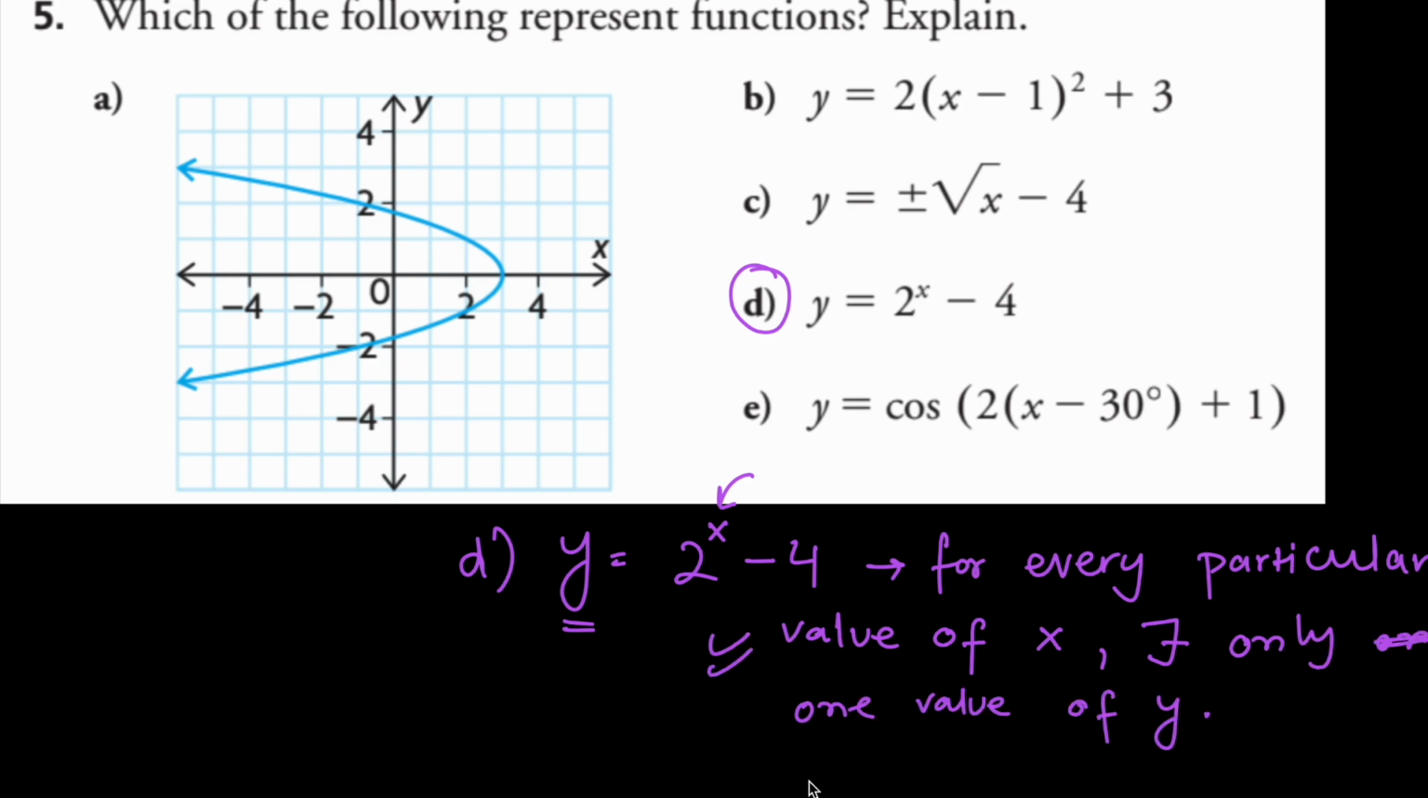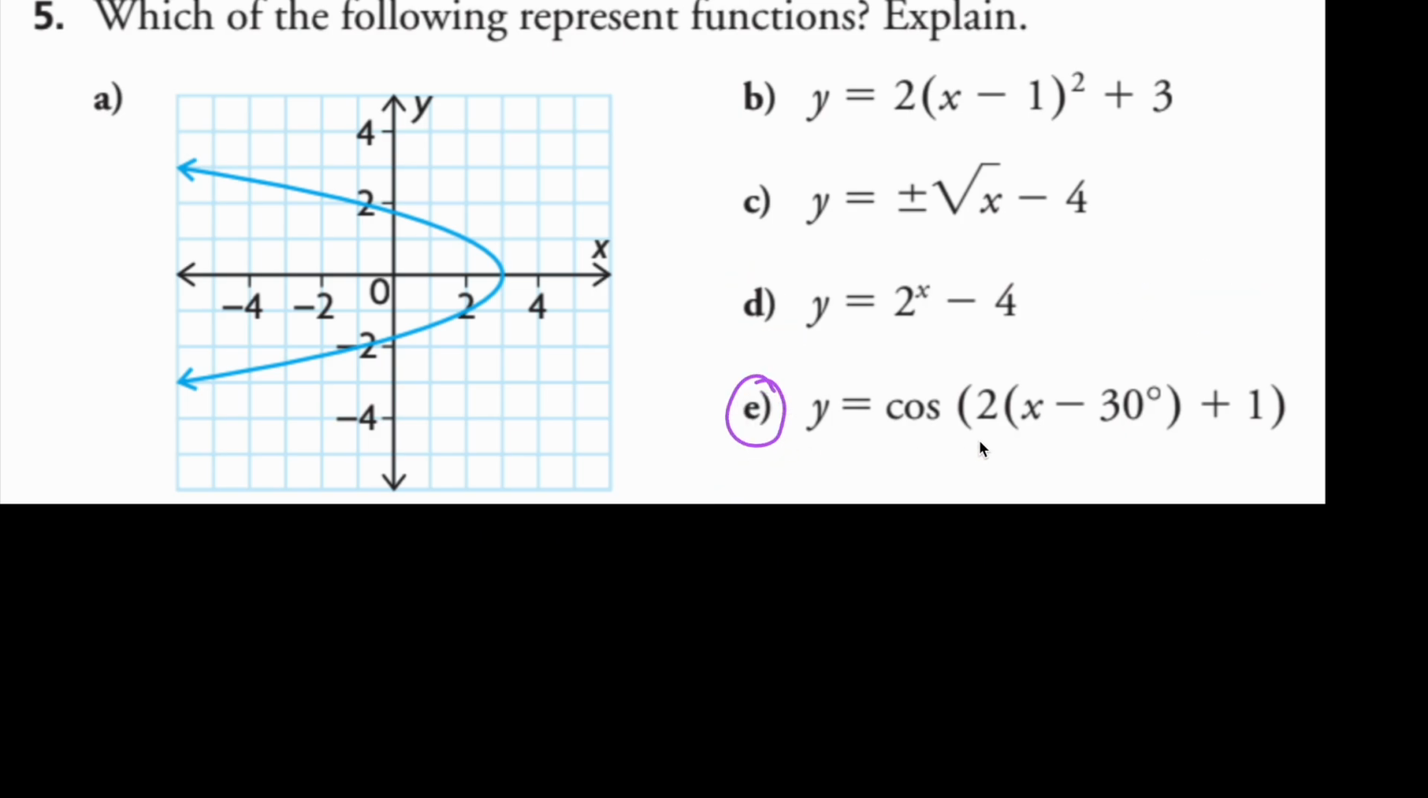If this statement is true, which is true according to my knowledge, but I encourage you all to check, replace x with different values and just try to see whether you're getting only one answer for y or different answers for y. I am positive that when you experiment, for every particular value of x, you will get only one value of y. Hence, this is a function.